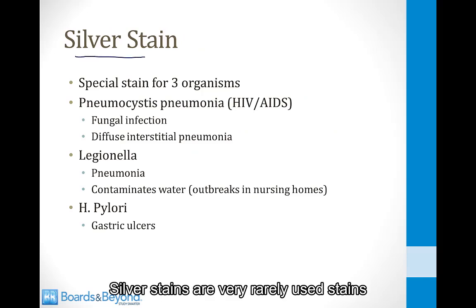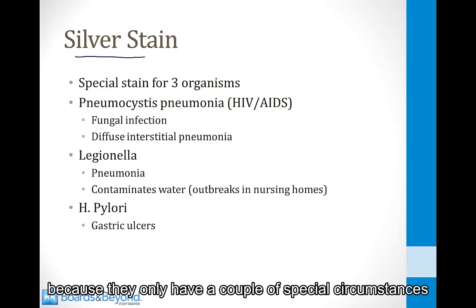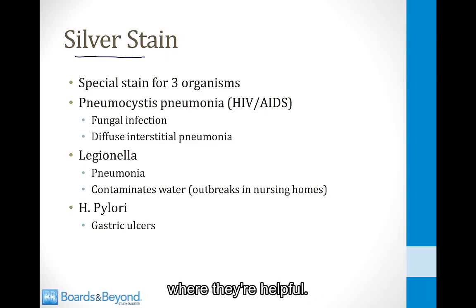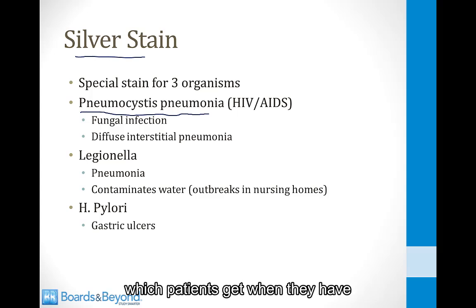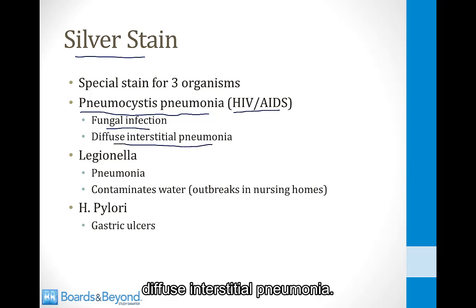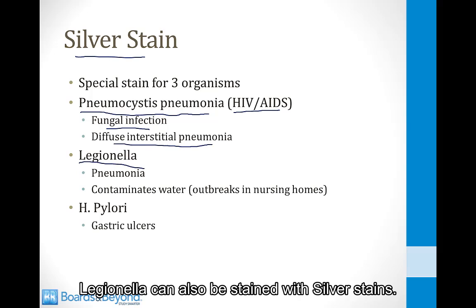Silver stains are very rarely used stains because they only have a couple of special circumstances where they're helpful. The first one is in pneumocystis pneumonia, which patients get when they have severe or end-stage HIV and AIDS. It's a fungal infection that causes diffuse interstitial pneumonia, and it's very hard to see this fungi unless you use a special silver stain. Legionella can also be stained with silver stains.